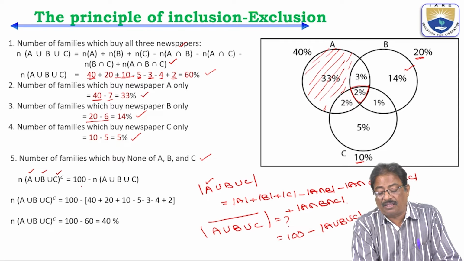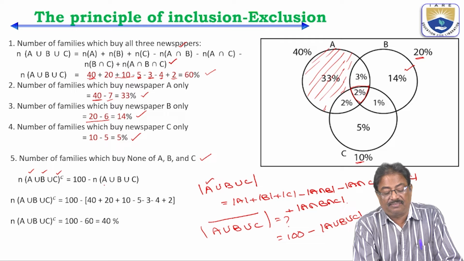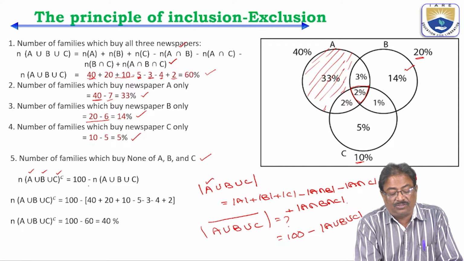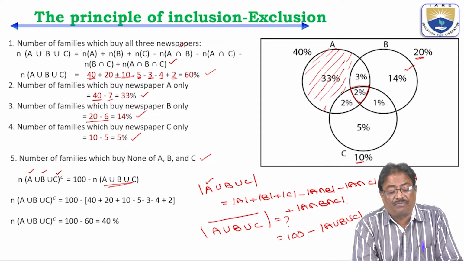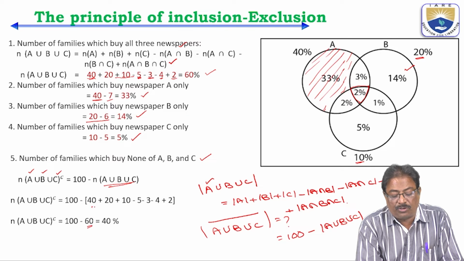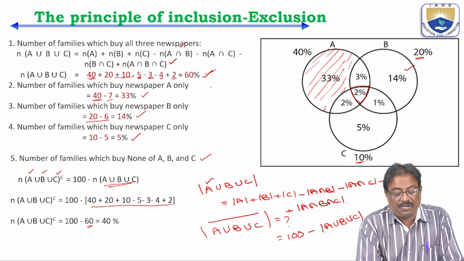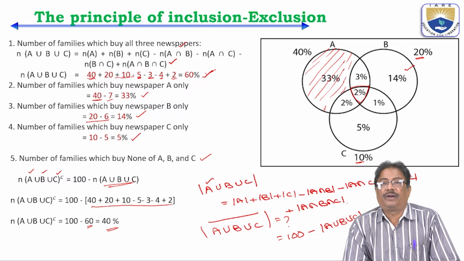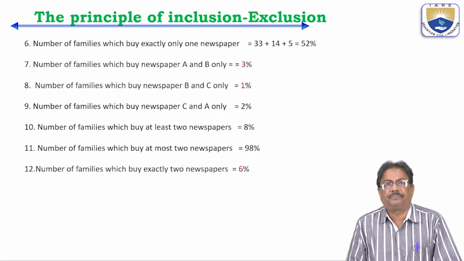So then it is 100 minus the cardinality of R, at least one of the papers. Then we have to apply the above principle. The number of A union B union C is equal to 60%. So we are going to calculate this in the above, that 60%. Then we have to consider it as 40%. Then 40% of the families are not buying any of the three kinds of papers.